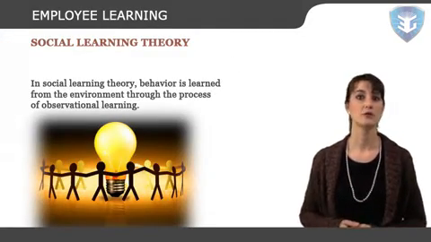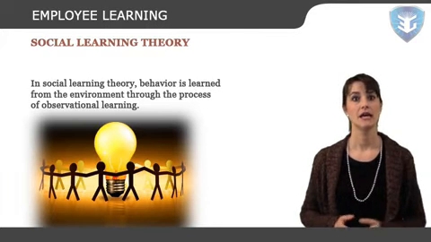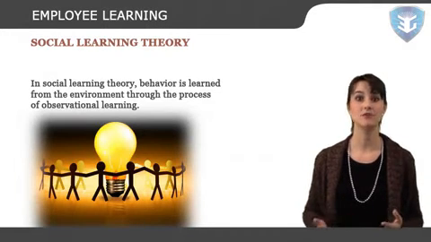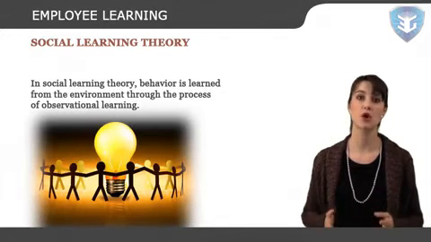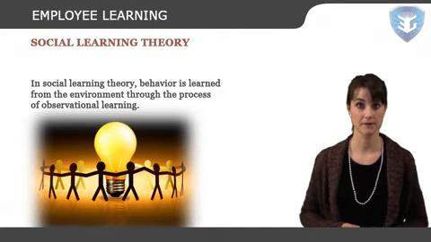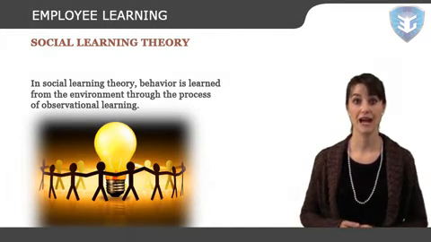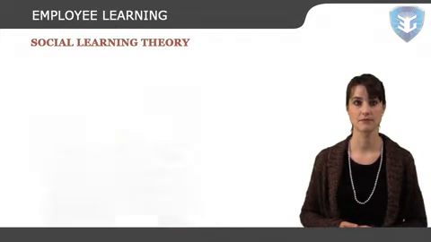Let's now talk about the social learning theory. In social learning theory, behavior is learned from the environment through the process of observational learning. People learn through observing others' behavior, attitudes, and outcomes of those behaviors.